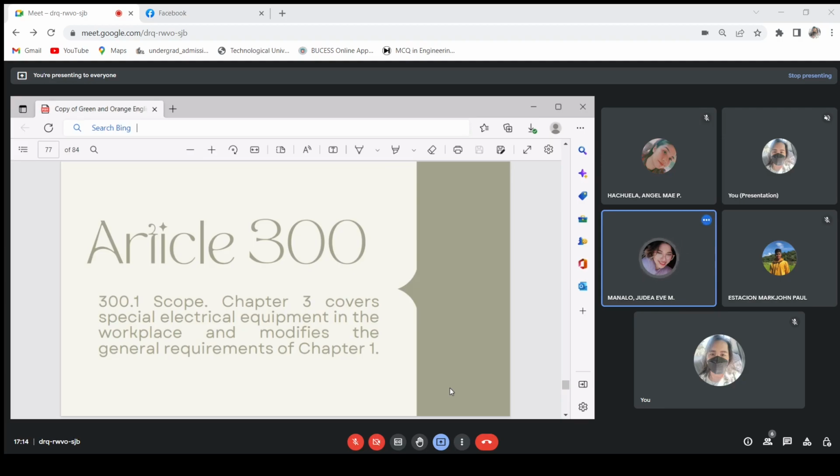So lahat ng sinabi kanina ni Angel, magka-connected yung Chapter 1 to Chapter 300. Yun. And then, Chapter 3 of this standard is divided into several articles na mamaya i-discuss ko. And let's start with Article 310. Next slide.